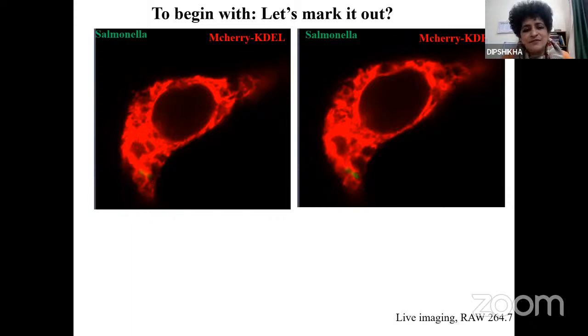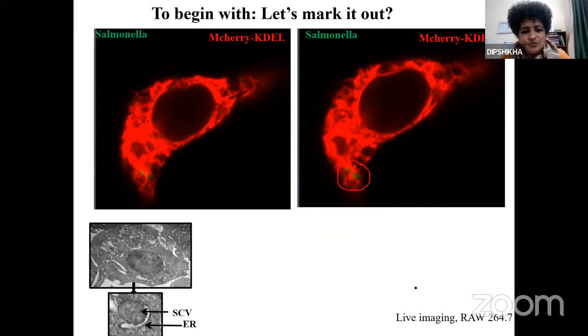So we marked some of these compartments with this KDEL sequence, and we did some live imaging. These experiments need a real live imaging system to see how the bacteria and the vacuole are getting divided. Otherwise, in fixed sections, it will not be that clear. It actually shows, just put your attention here, that the bacteria is green. You see the constriction. Now the constriction site is being marked by this KDEL sequence, which is kind of a rope. So it's tying and then it is getting separated.